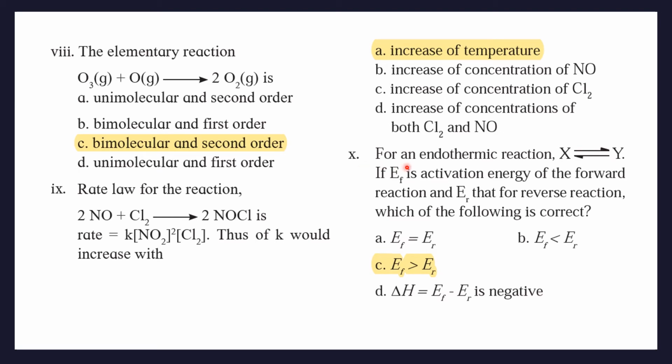10th question. For an endothermic reaction, X gives Y. If EF is the activation energy of forward reaction and ER is that of reverse reaction, which of the following is correct? So for an endothermic reaction, the correct answer is option C. Activation energy of forward reaction is greater than activation energy of reverse reaction. So EF is greater than ER.